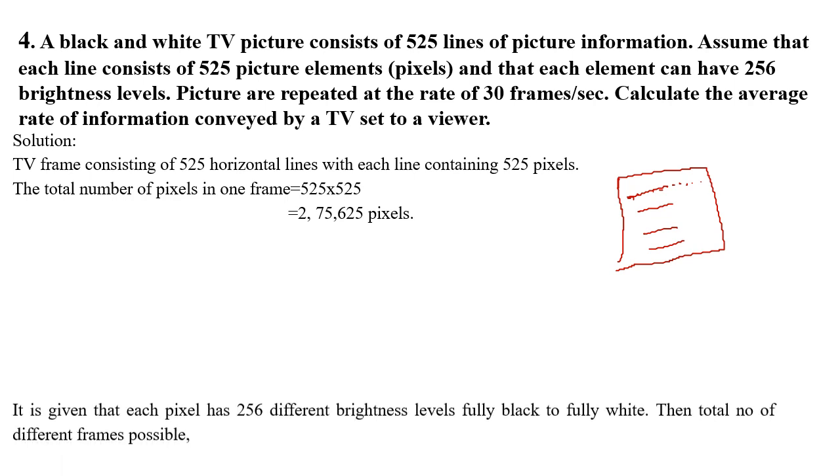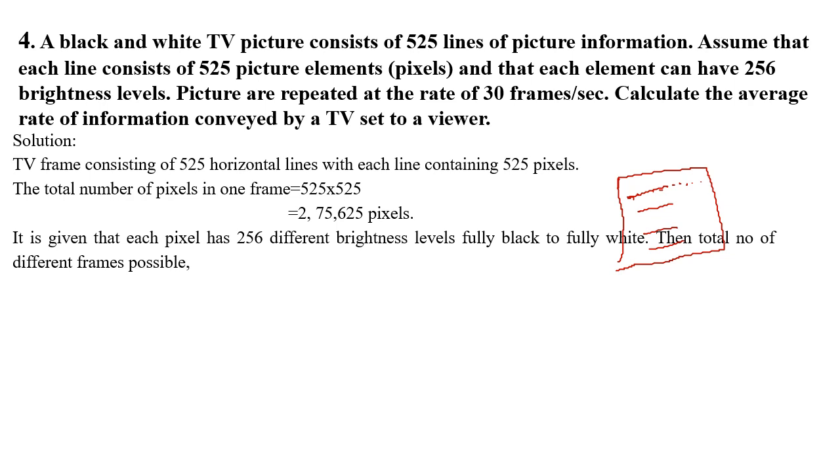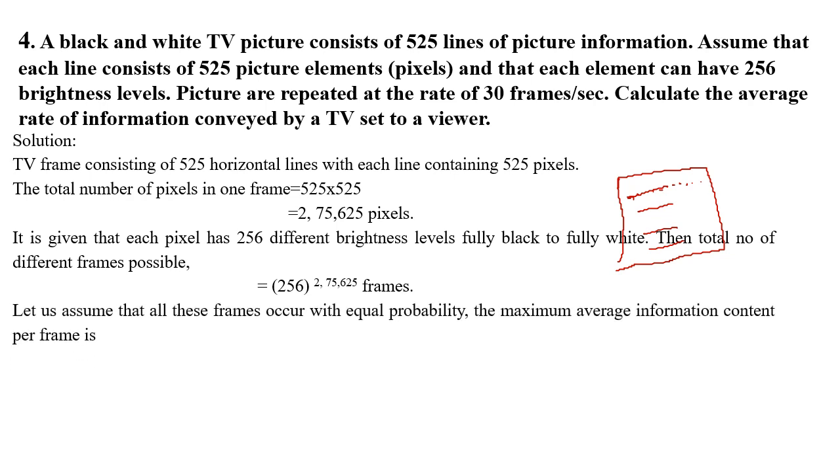Next, it is given that each pixel has 256 brightness levels, from fully black to fully white. Then the total number of different frames possible is nothing but 256 to the power of the number of pixels. This will give you the total number of frames in a given picture. Next, let us assume that all frames are equiprobable. Therefore, the maximum average information content per frame, or entropy of the source, will be equal to log Q. So we'll substitute the value of the total number of frames here, and we get H of S, or entropy, as 22.05 bits per frame.